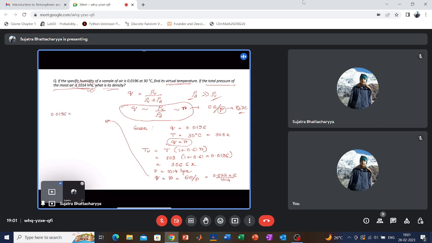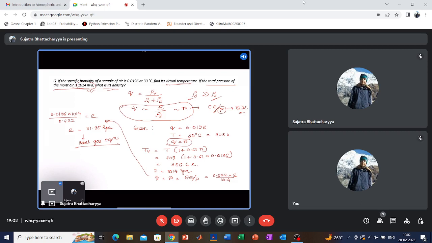You multiply it with 1014, divide it with 0.622, that is equal to E, and E comes out to be about 31.95 hectopascals, right? So this is E. Now use the ideal gas equation, because I know what the temperature is. Use the ideal gas equation, it's simple.